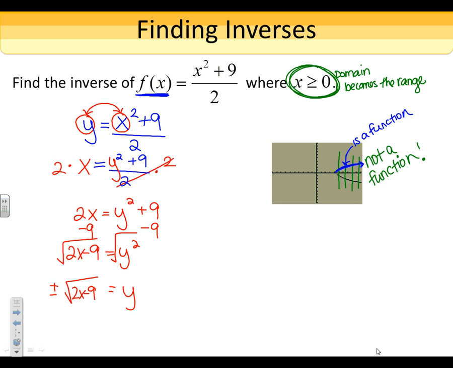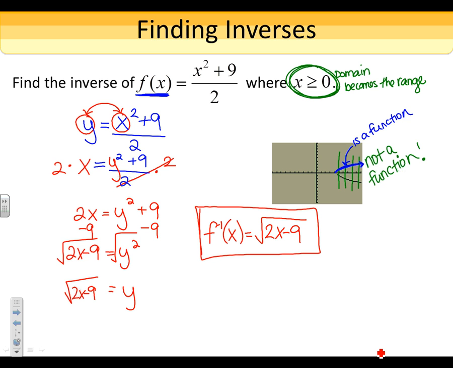So we would not use positive and negative, we would only want the positive. So your answer is going to be f inverse of x is equal to just the square root of 2x minus 9, so that our domain and range match. When you are giving your answer, you must write it in inverse notation. So I need to see not y equals, but f inverse of x is equal to the square root of 2x minus 9.